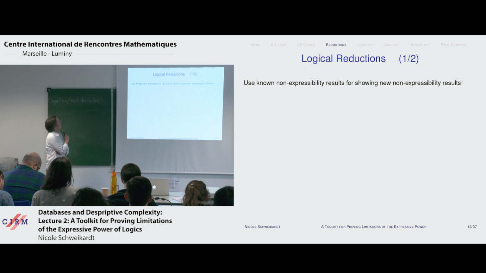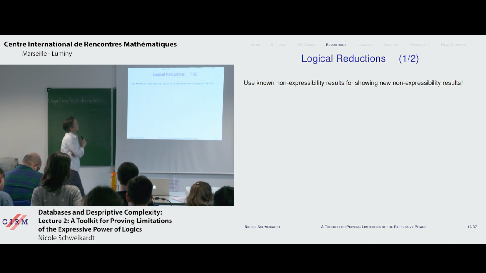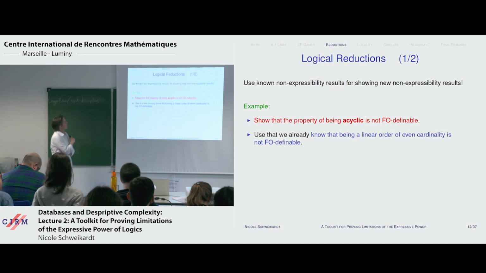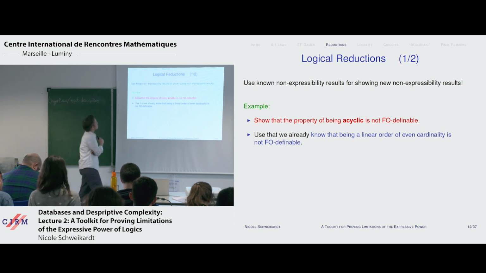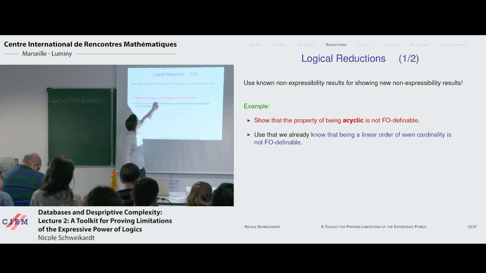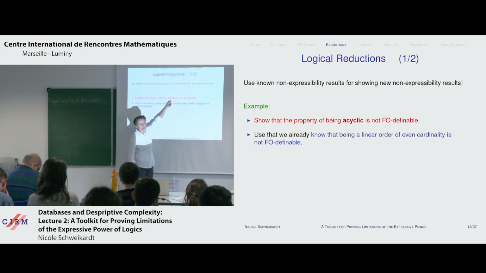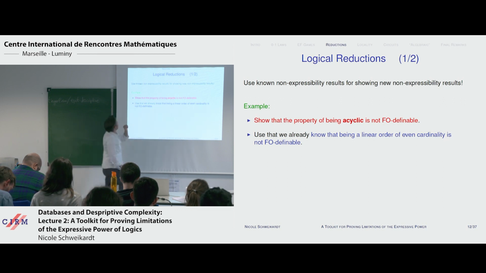So the idea is to use known non-expressibility results for showing new ones. For example, to show that the property of being acyclic, so here I mean a graph being acyclic, so that a graph doesn't contain a cycle, is not first order definable.